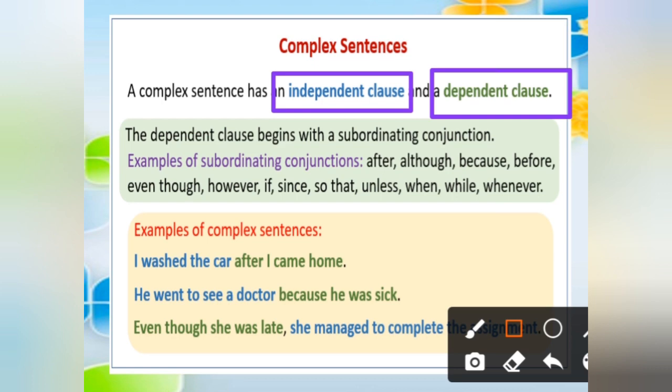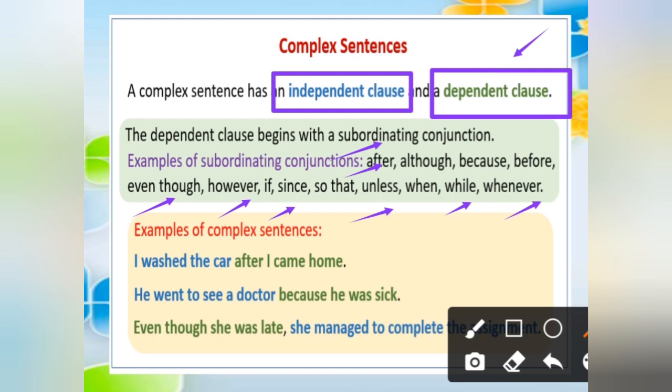One more hint is given. These kinds of dependent clauses begin with a subordinating conjunction. This we have done in the conjunction portion. So many examples are here: after, although, because, before, even though, however, if, since, so that, unless, when, while, whenever. Now you will say, ma'am, how will we learn all these?